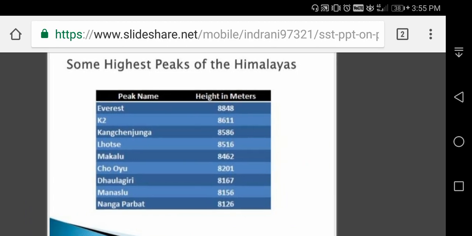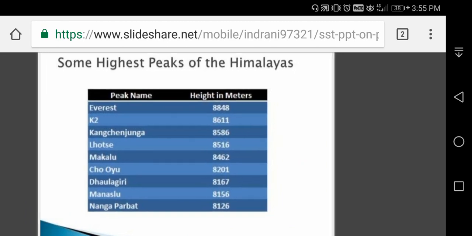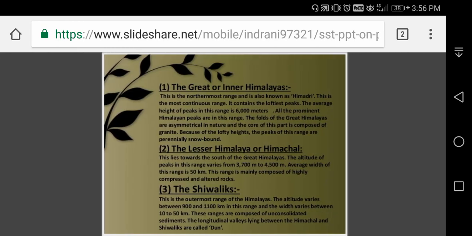And here, for your knowledge, I am giving some highest peaks of the Himalayas. Okay, you can go through it. Everest, everybody knows Everest is the highest point. Then Mount K2 is there, Kanchenjunga, Lhotse, Makalu, Cho Oyu, and Dhaulagiri, Manaslu, Nanga Parbat. These are some of the highest peaks of the Himalayas.